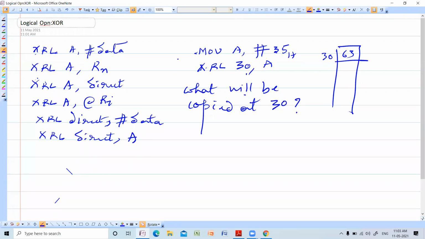So this is the question to you. MOV A, #35; XRL 30, A. Location 30 has 63 as the data. What result will be copied to 30? Ping back with the answer. A question to you. What will be copied to 30?